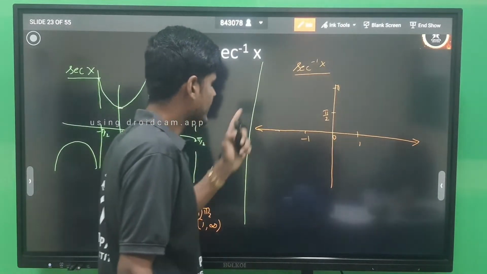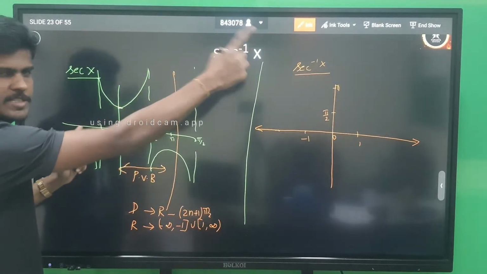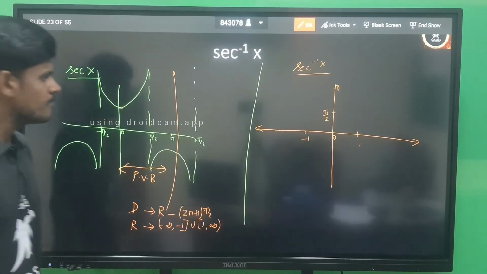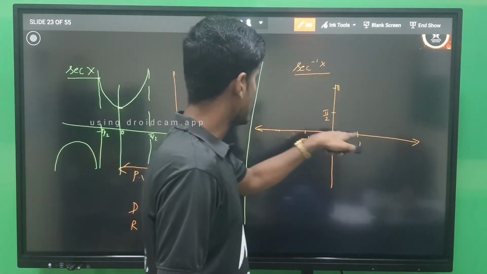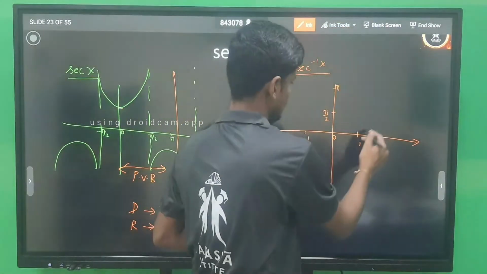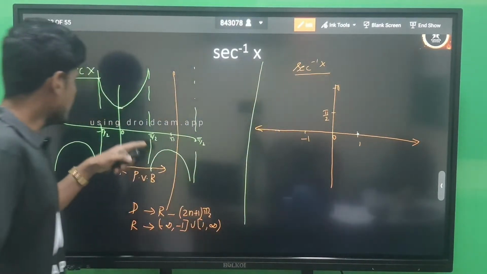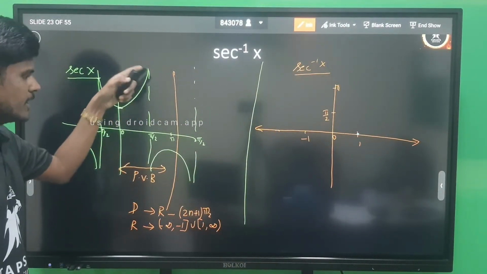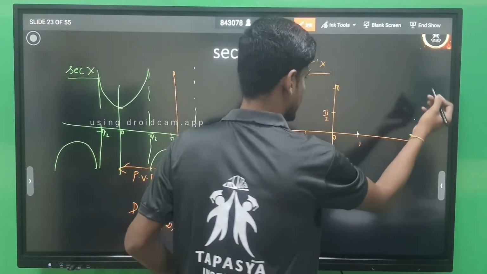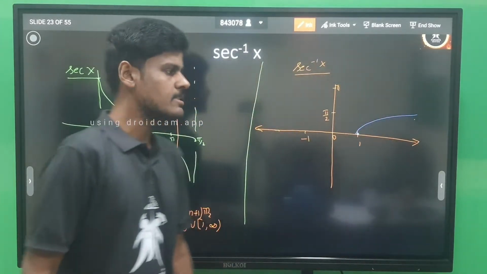So how to draw the graph now, students? Just plot in reverse manner. Secant 0 is 1. That means secant inverse of 1 will be 0. Secant inverse of 1 is 0. Then secant 90 is infinity. That means secant inverse of infinity is 90 degrees. So graph will be increasing like this.